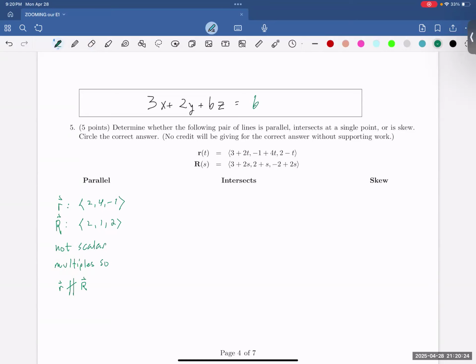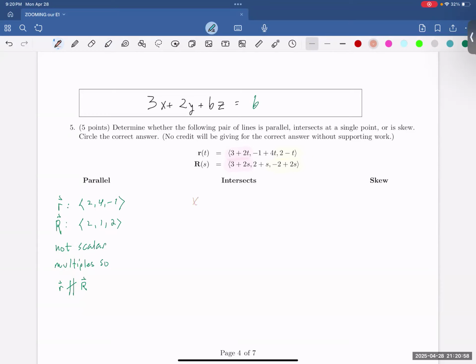Let's switch colors. Let's pick the X pieces and the Z pieces. The idea is to take two sets of components, the X components and the Z components. That's two systems of equations. Solve for T or S, and then plug those back into the missing component, say the Y component.